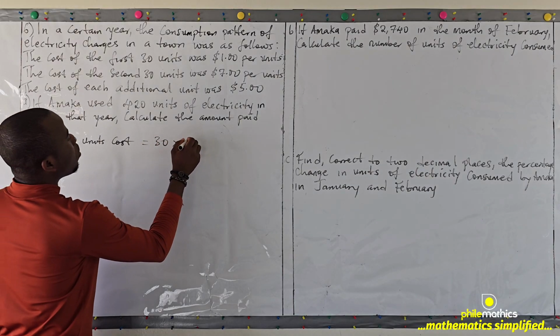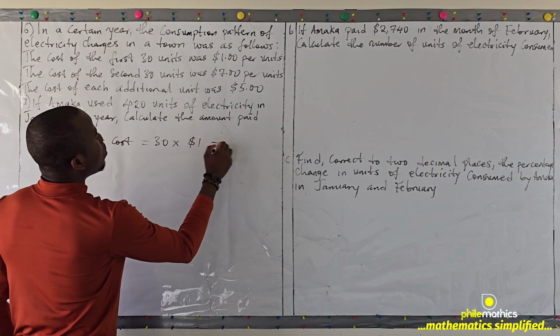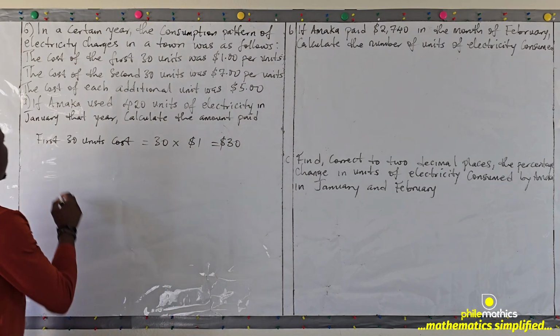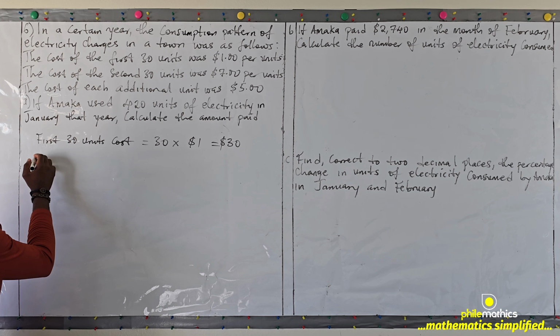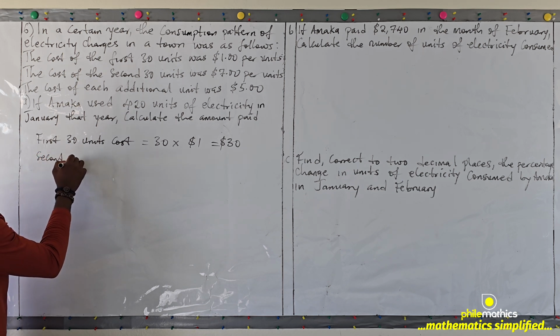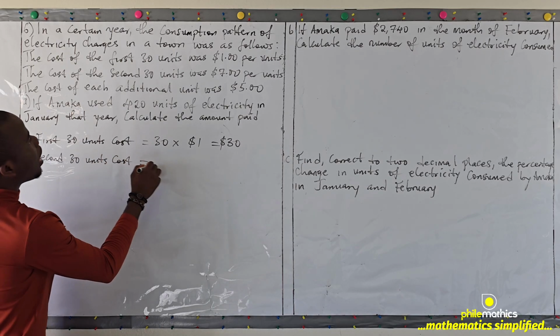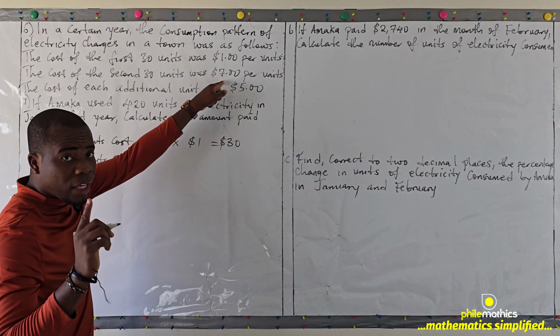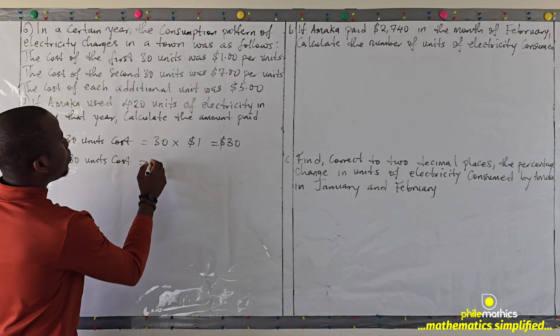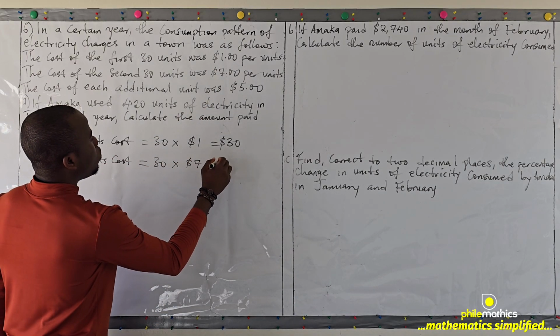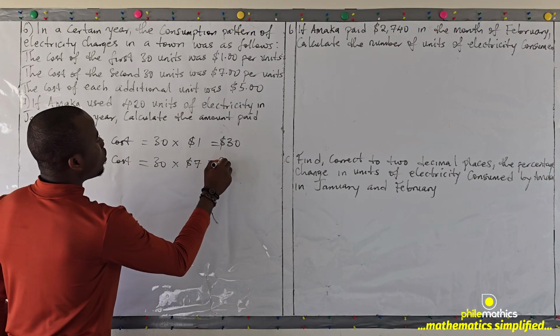the first 30 units will cost 30 times $1, which is $30. The second 30 units will cost her $7 per unit, and so it will be 30 times $7, which is $210.